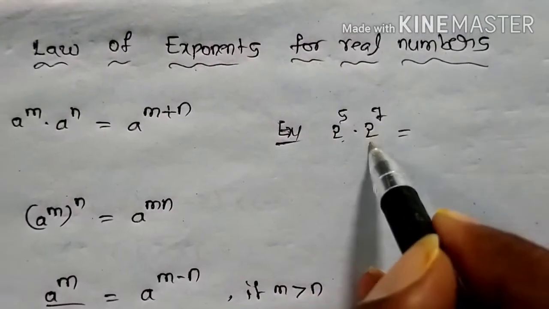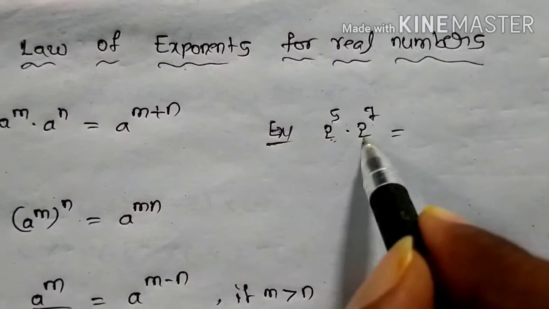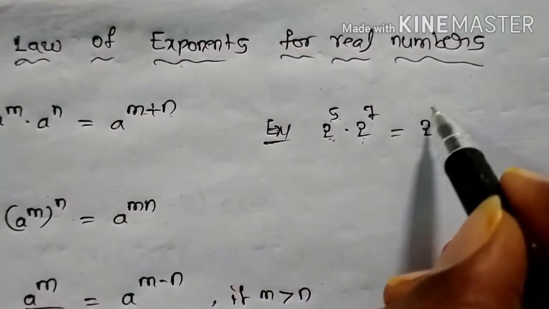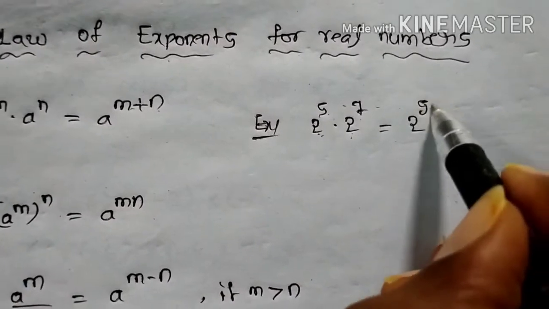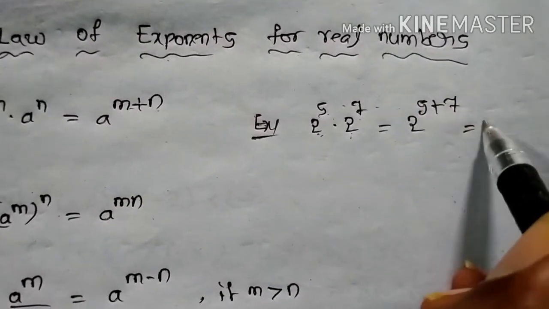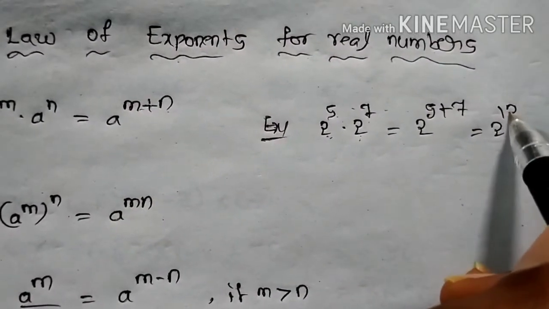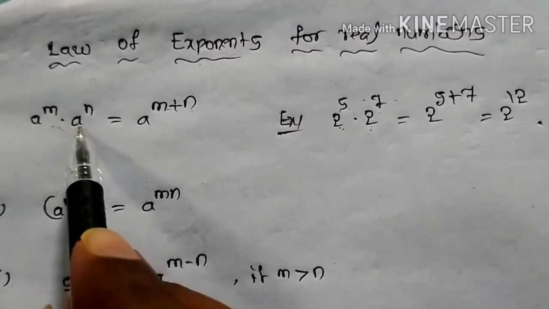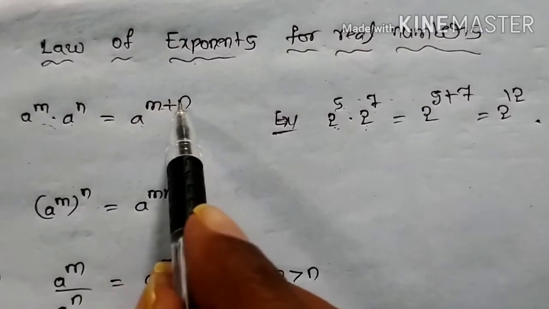2 power 5 into 2 power 7, how much? The bases are the same, so you can just add the exponents. You know that it is 2 power m plus n, that means here 5 plus 7, yes or no? 5 plus 7, that means 2 power 12. Is it okay? I hope you understood this one. A power m into a power n is equal to a to the power m plus n.